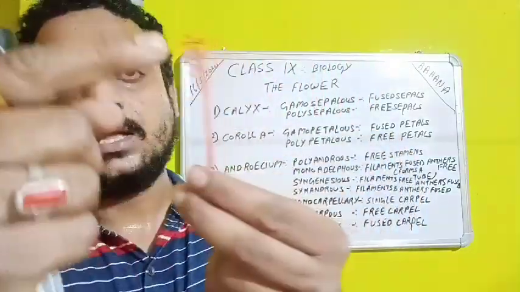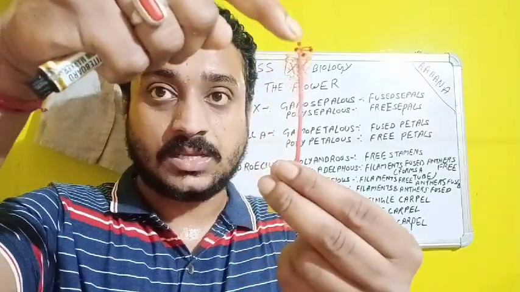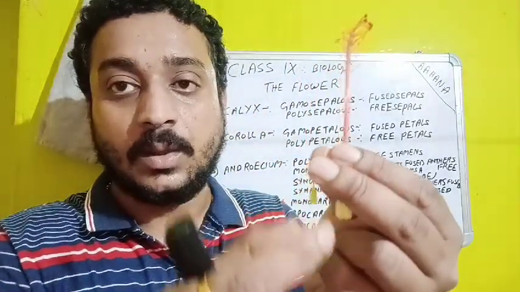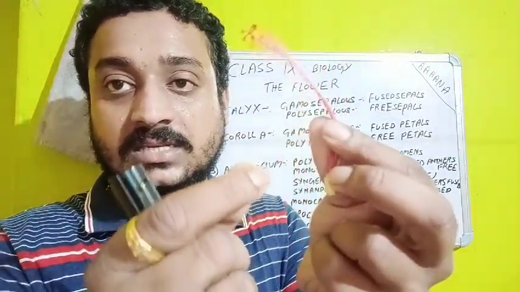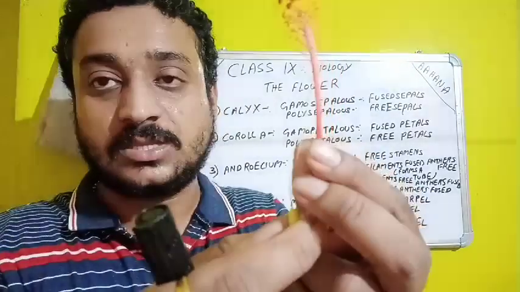So we can say this one is the stigma. The red one, what I'm showing, is the stigma. This one is the style, and this one is the ovary, the bottom one. The thread-like structure, what you can see now, is the style. The red color part is the stigma and this is the ovary.